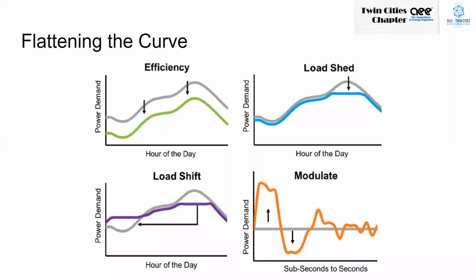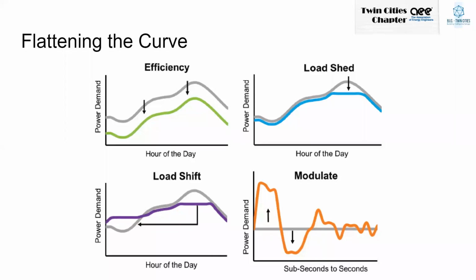And then load shifting. Can we increase demand at a time when typically our demand is lower, and shift it so that we can use that power later? So maybe in the evenings or at night when there's a lot of wind energy, what if we consume the wind energy in the evening, store it in batteries, and then use that power during the peak?